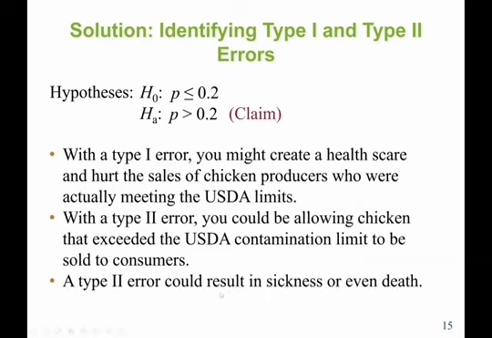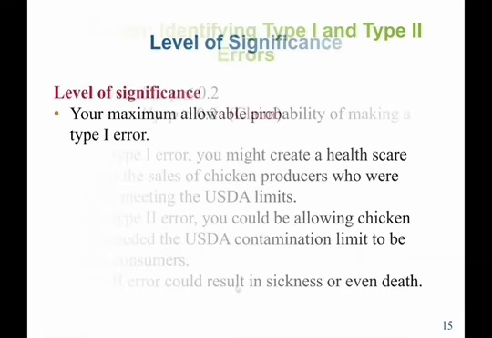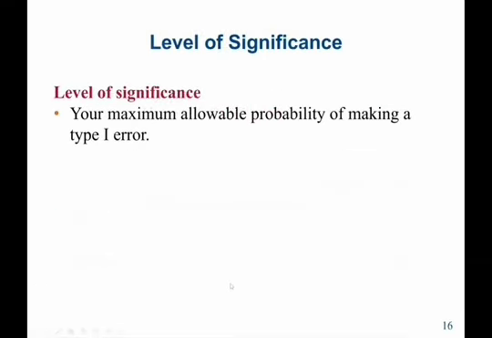So again, type 2 error could result in sickness or even death, because we fail again to reject the false H0. Now, next is the level of significance. Here, the level of significance is your maximum allowable probability of making a type 1 error.